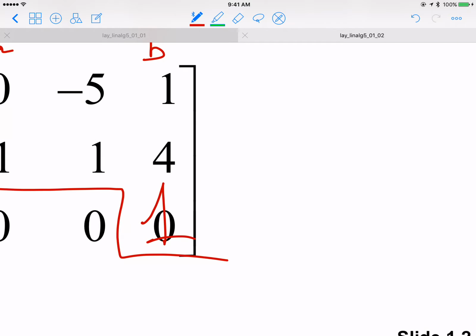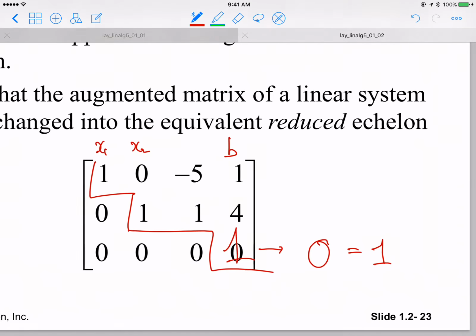And then let's think about its equation form. It will be 0 equals minus 1, right? So that clearly means you have one equation that can never be true. That can never be true, right? So in this case, the solution doesn't exist at all.